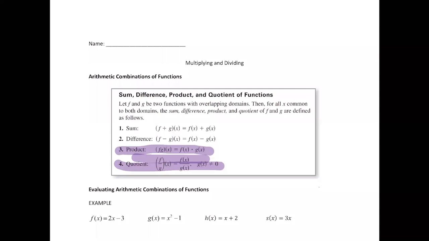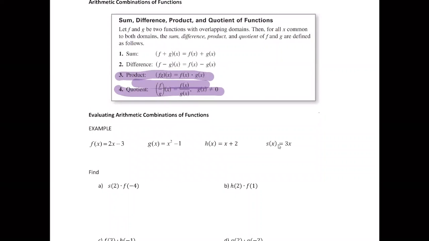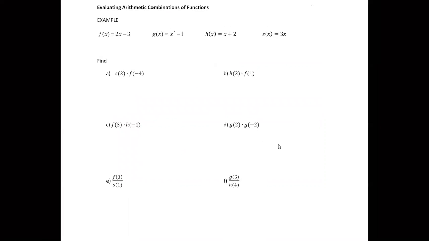Today we're going to be looking at multiplying and dividing functions. I know you don't have a handout, but the front side of this note sheet, we're going to be looking at it with numbers. If we look at our problems, we have s of 2 times f of -4, h of 2 times f of 1, f of 3 over s of 1. All these problems we're plugging in numbers.